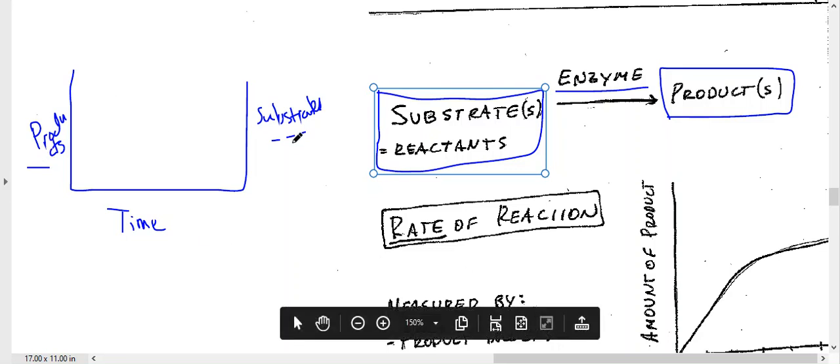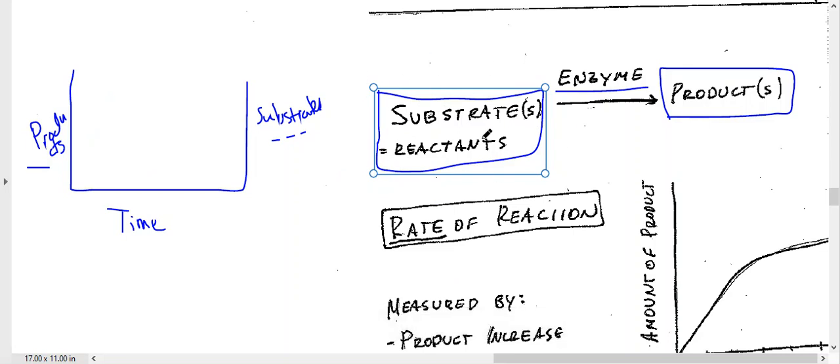So as the reaction goes, you start with all of the substrates, right? You have all of these reactants kind of ready to be made into products. So your substrates are really, really high. As the reaction continues, you convert substrates into products. So over time, the amount of substrates decreases.